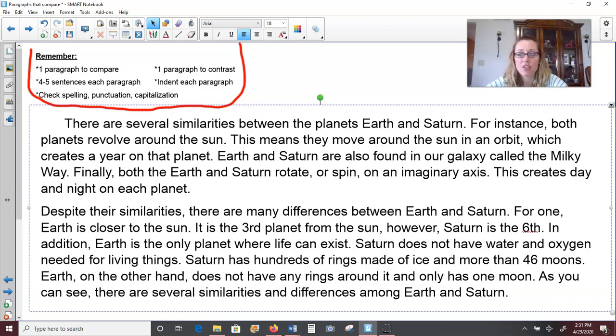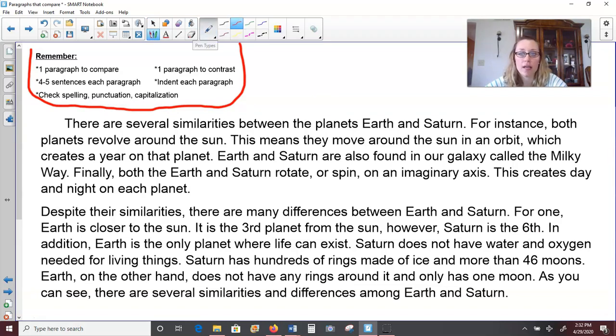Now you want to have a topic sentence to introduce your paragraph, what you're writing about. And so if we take a look at what I said, and I'm going to highlight my topic sentence, there are several similarities between the planets Earth and Saturn. So now you know I'm going to be talking about how these planets are the same. I'm also using some transition words.